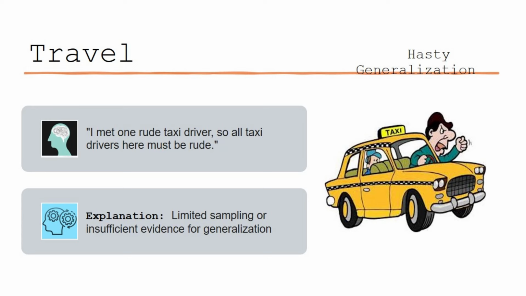Now let's pull up the next case file, travel. So I met one road taxi driver. Probably all taxi drivers in the city must be rude. Now this is an example of hasty generalization, drawing a conclusion from a limited sample.